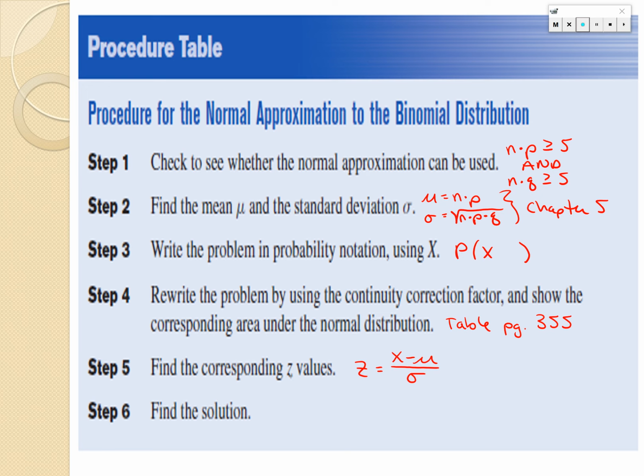So once you can figure out step 1, can the normal approximation be used? Once you figure out yes, mean and standard deviation, those are formulas we're already familiar with. Probability notation, you should be okay with that. If not, we can get a little practice with that. The continuity correction factor is going to take some practice, definitely. Step 5, though, finding the z-values and finding the solution, those are things we've been doing the entire chapter. So those things should be okay.